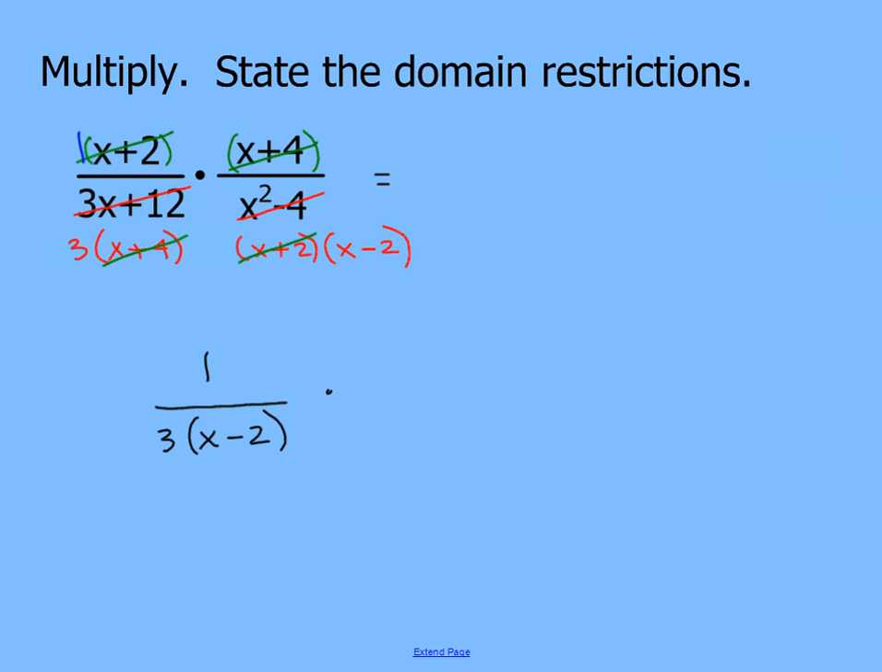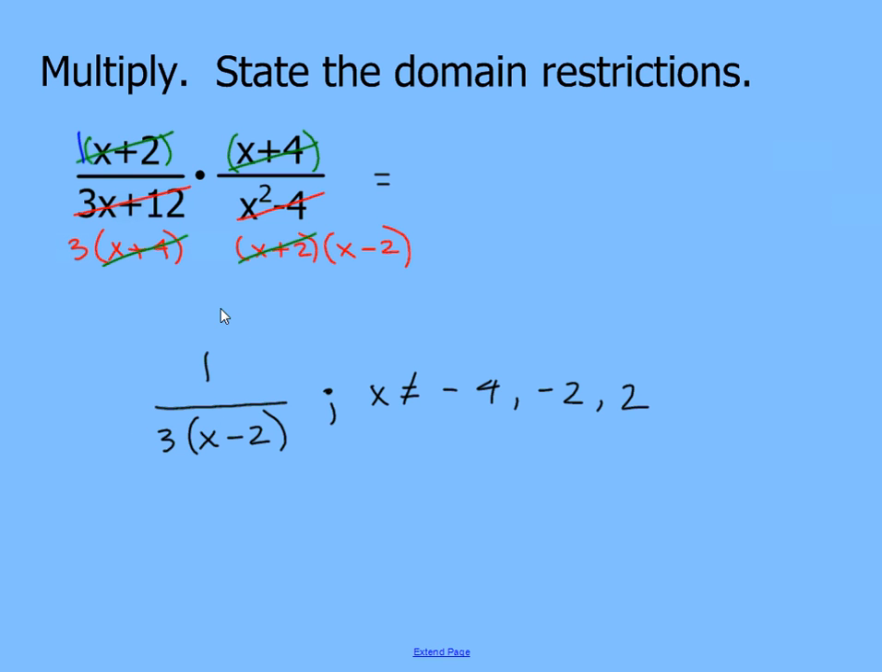I still need to do my domain restrictions. So we said that we were going to have 3 of them. So x cannot be negative 4. Right here it can't be negative 2, and here it can't be positive 2. So I'm just going to give a list of what x is not allowed to be. So this entire thing is my final answer.